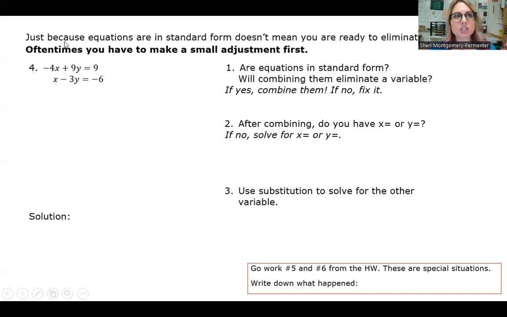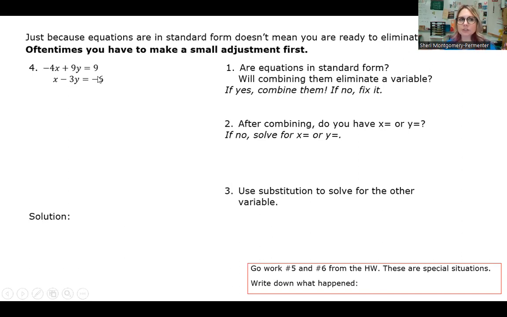Another problem, it says just because equations are in standard form doesn't mean you're ready to eliminate. Oftentimes, you have to make a small adjustment first. Are these set up to where something is going to cancel? Not yet. They are x and then y and then equals, but -4 + 1 doesn't cancel, and 9 and 3 don't cancel.